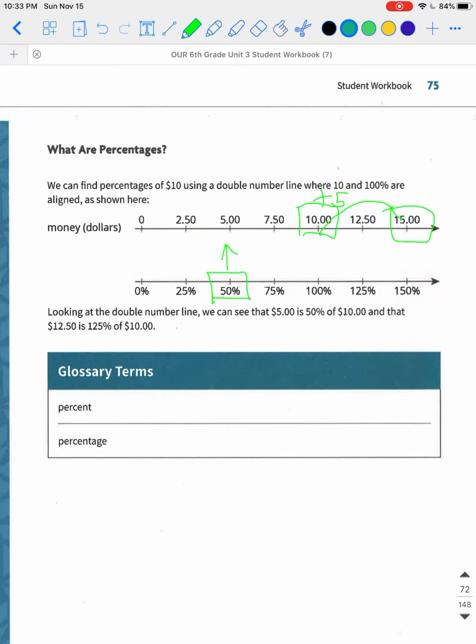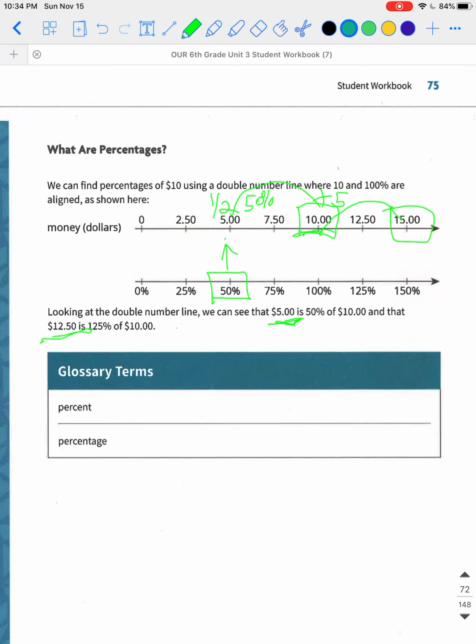So when you're looking at these double number lines, you can see that $5 is 50% or half. That's 1/2 or 50%. It's half of, or 50% of, $10.